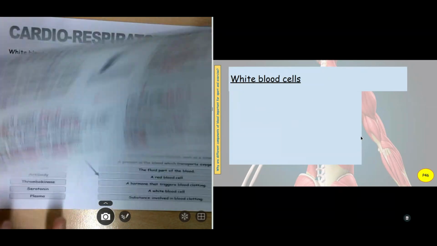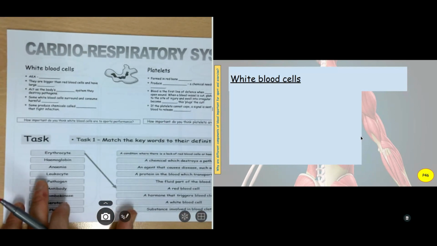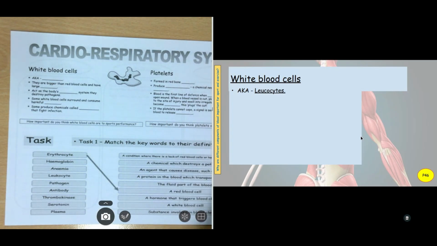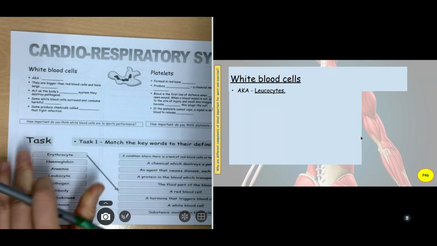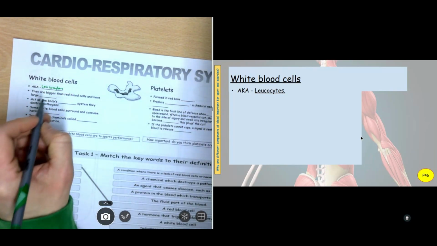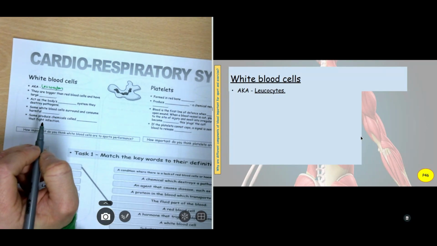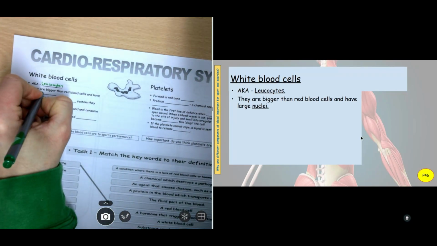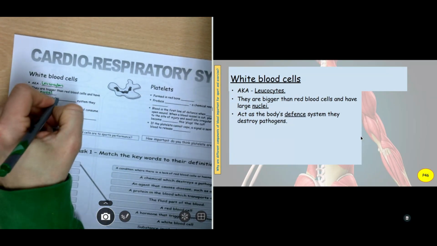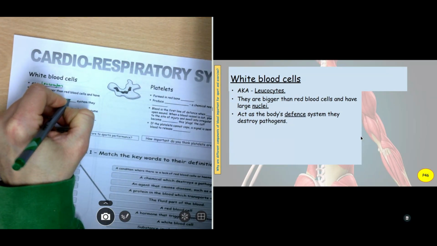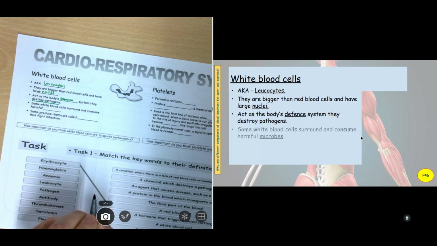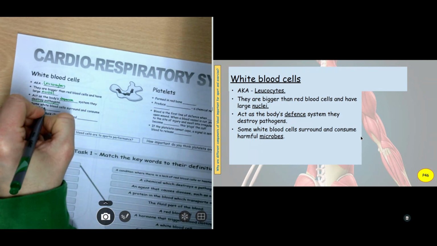So turning the page to white blood cells at the top. White blood cells are sometimes referred to as leukocytes. These are bigger than red blood cells, and they have a large nucleus, which is the thing that stores all the information, and this is our body's defense system. And they destroy pathogens, they keep us healthy, they stop us from getting ill, they consume harmful microbes.